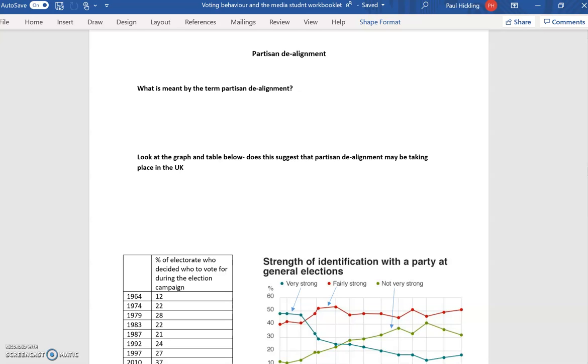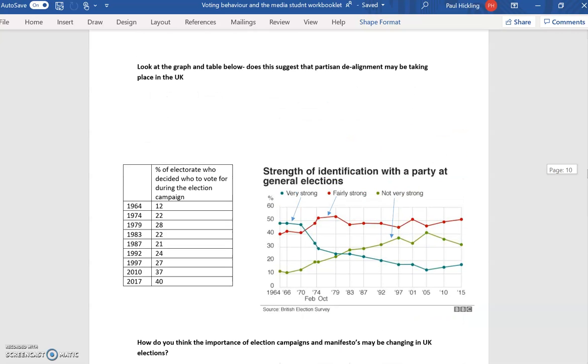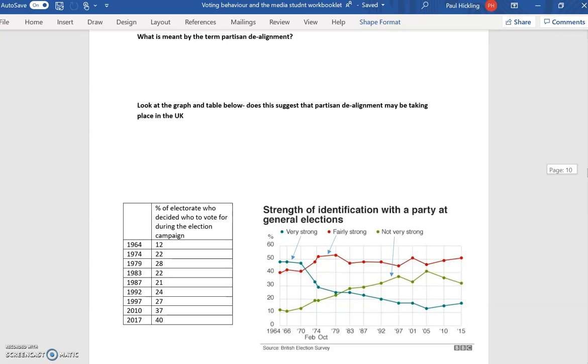Well, partisan de-alignment basically means when traditional people, people who've always voted Labour, switch to different parties, or people who've always voted Conservative are far less loyal to the Conservatives in more recent elections. So it's the idea that neither party can clearly rely upon what they would call their core supporters, because their core supporters are far less keen to vote for the same party all the time.